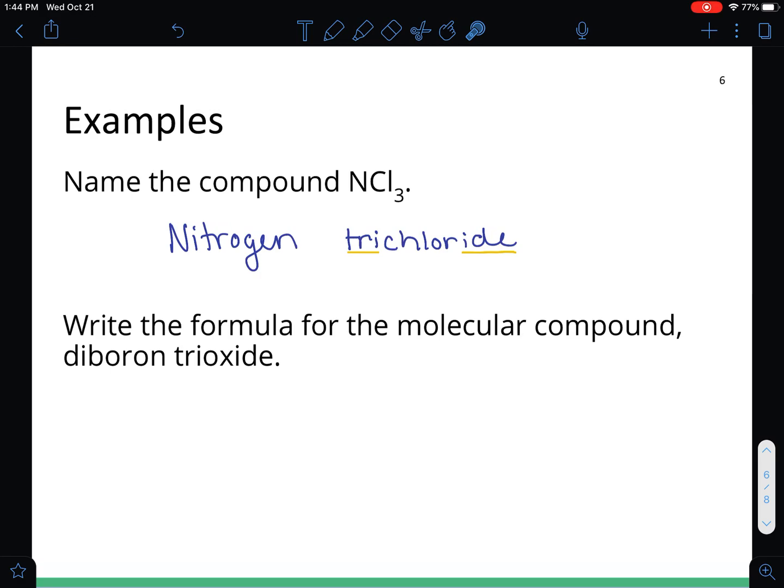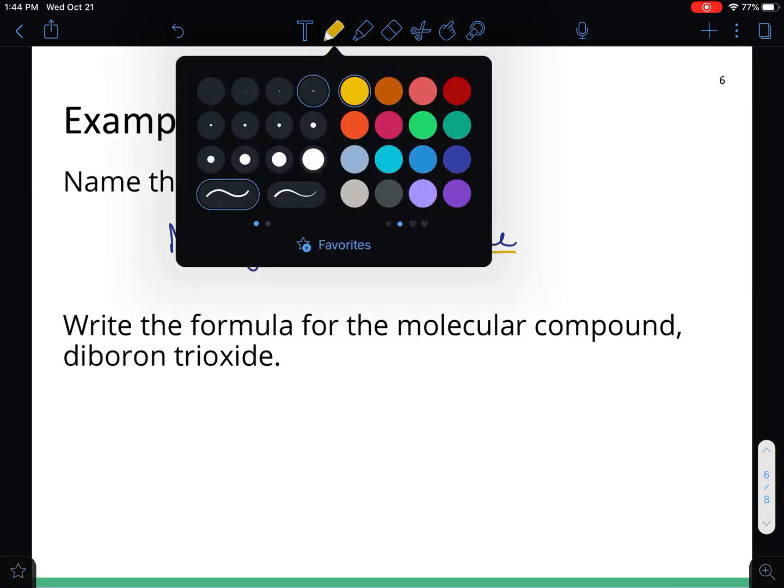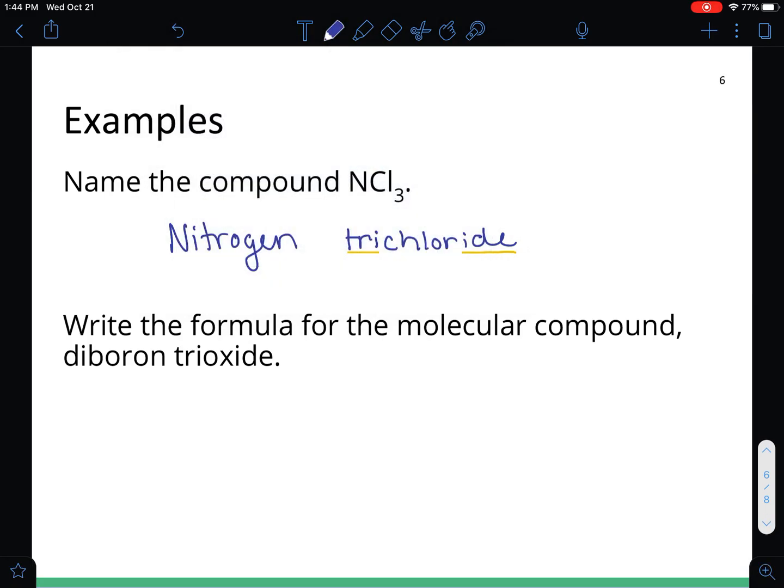All right, next one. Write the formula for the molecular compound diboron trioxide. All right, so di tells us that there is 2. Boron, we'd have to look at the periodic table and see that that chemical symbol is a B. Tri means 3, and oxide means oxygen, which is an O. So I will write this formula as B2O3.